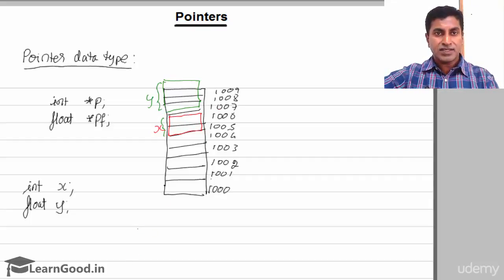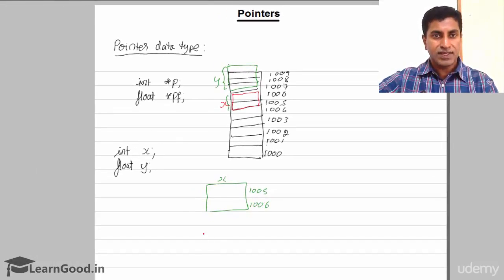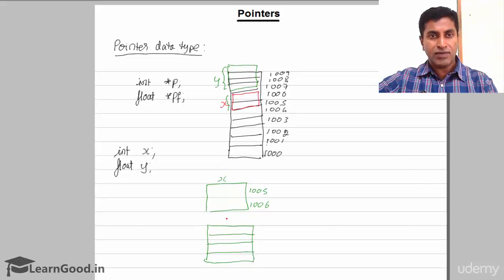So the starting location of x is here 1005 and second location is 1006. Whereas in case of float, 4 bytes has been allocated for y. Let's take your starting location as 1007. So up to 1008, 1009 and then 100A. So this is how the memory allocation is done for variables.